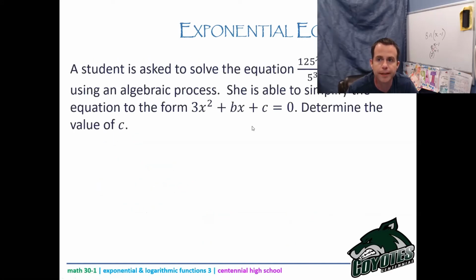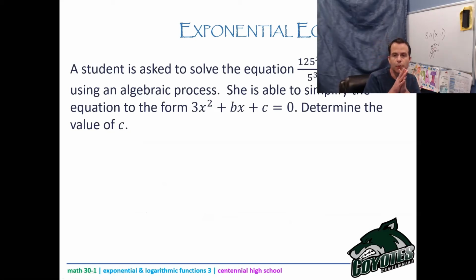All right, this was a released diploma item from a while back. A student is asked to solve the equation 125 to the x times x plus 1 all over 5 to the 3x minus 4 equals 25 to the x minus 5 using an algebraic process. Now, she's able to simplify the equation to the form 3x squared plus bx plus c equals 0. What is c?